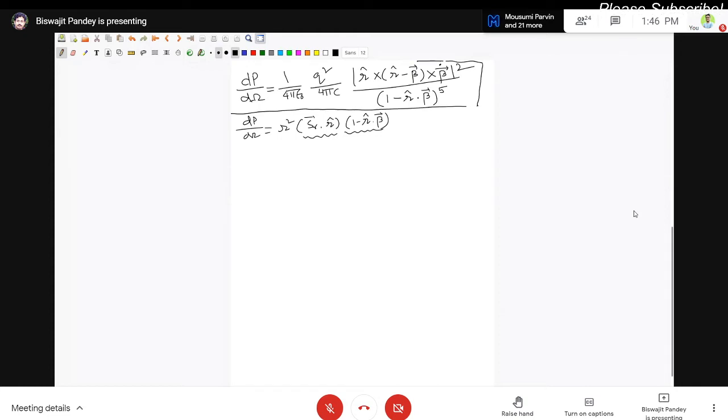And so you want to analyze the case when velocity and acceleration are orthogonal, right? So what would be the dP/dOmega then? And so what is it that we have to calculate?